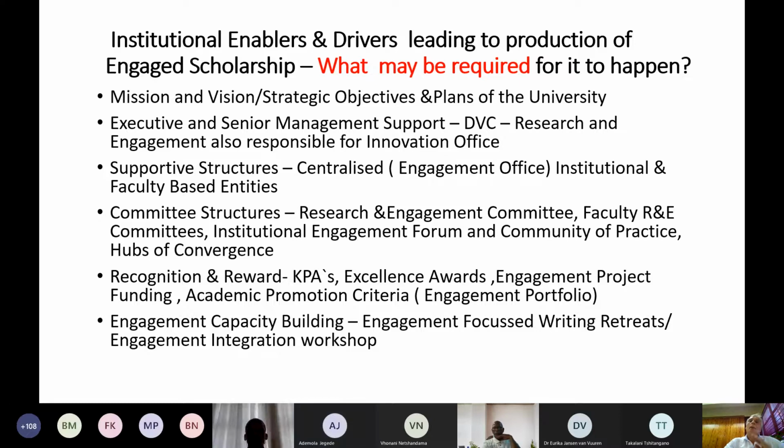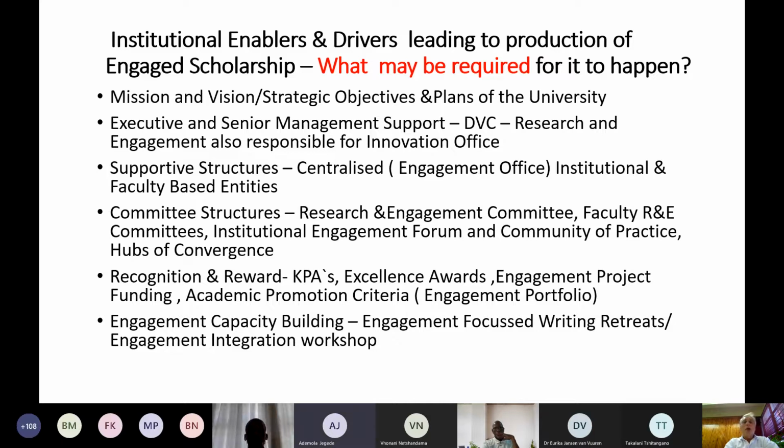And what is also important as far as the Nexus goes, the combination of engagement, research, and innovation, that DVC should also have the innovation office reporting to them. You should have support structures. And I could just mention support structures. You have a centralized engagement office. But that's basically to do the reporting and keep databases, etc.